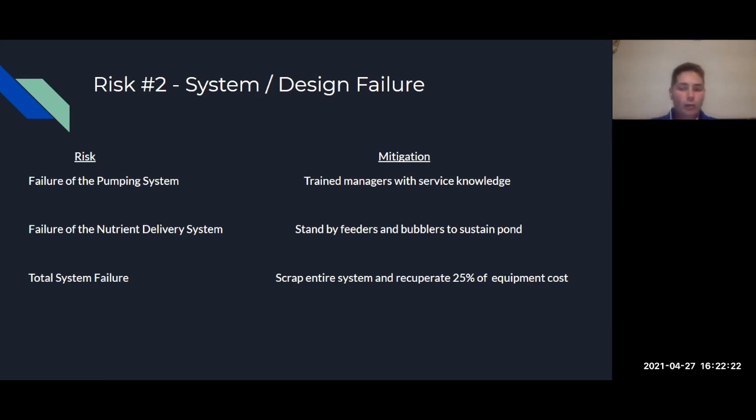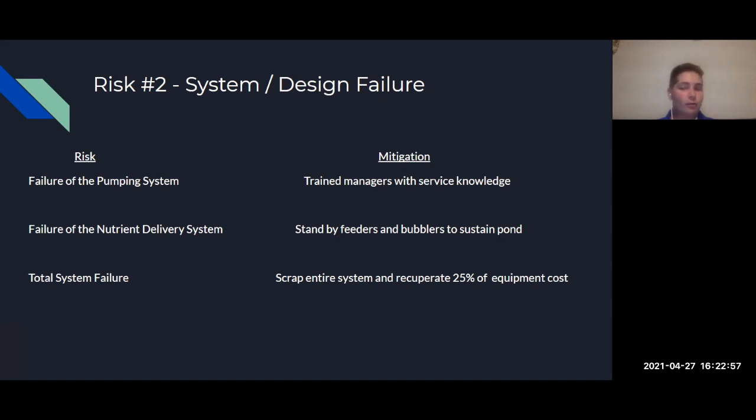And so really, this isn't a huge deal, but it's something that needs to be addressed to ensure that the fish are still being fed and that the pond is receiving the oxygen and other inputs that it really needs to be as healthy as possible. And then lastly is a total system failure. The risk is not super likely, but it's definitely something that is severe enough that it must be recognized and it must be discussed. And in the possibility that it does happen, a mitigation plan will have to be in effect.